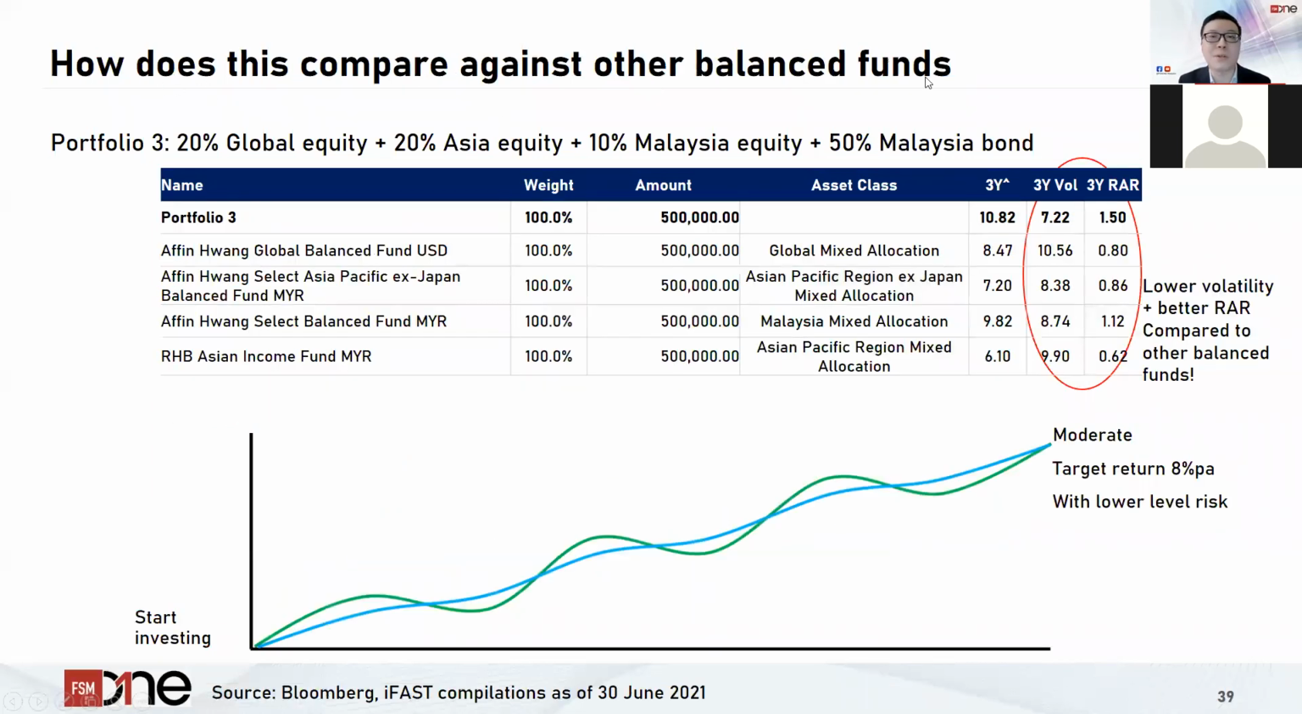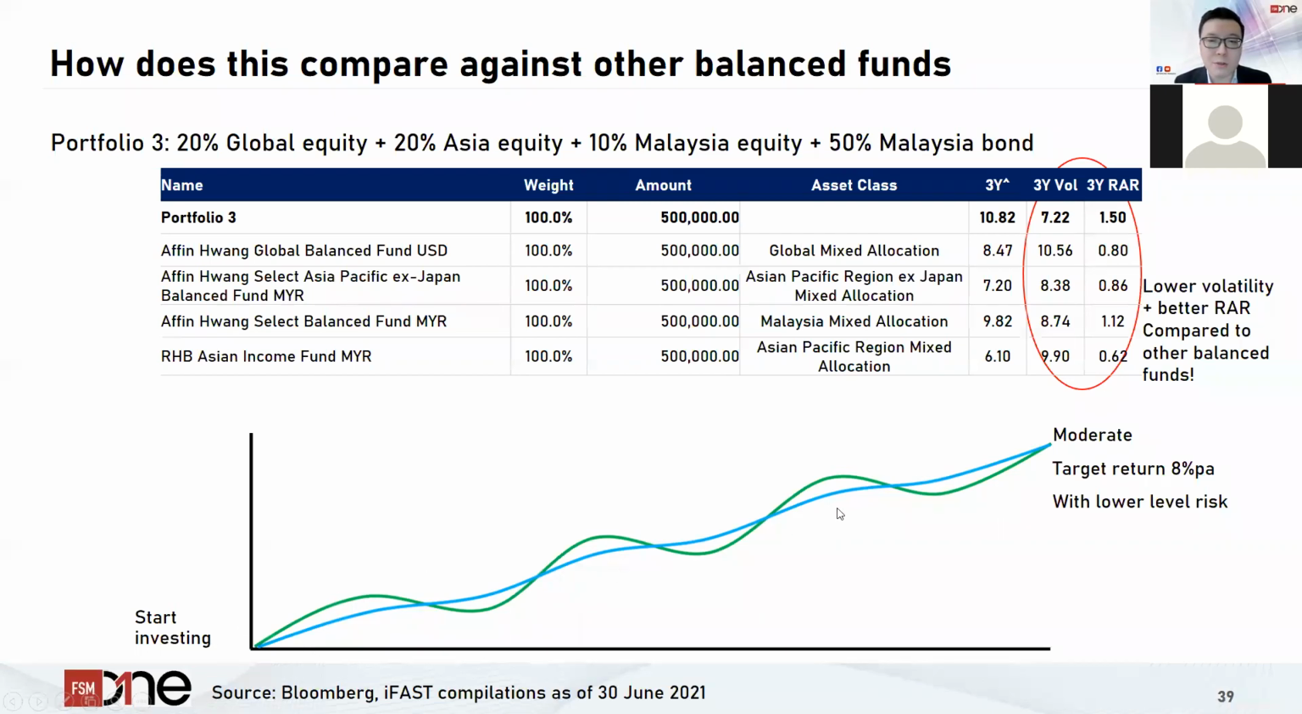Next, how does this compare against other balanced funds? So we just created one portfolio just now with 20% equity, 20% Asia equity, 10% Malaysia equity, and 50% Malaysia bond. And how does this compare to other balanced funds that we have? So you can see in terms of the return, 10.8%, not bad, okay, compared to other balanced funds. And the vol is much lower compared to the other balanced funds over here. And because of that, the risk-adjusted return is much better. Okay, because we get to pick and choose the best among the different asset classes and regions, so we can achieve a good return. Then we also can achieve better volatility and better risk-adjusted return.